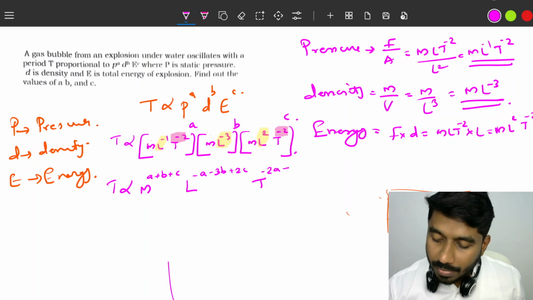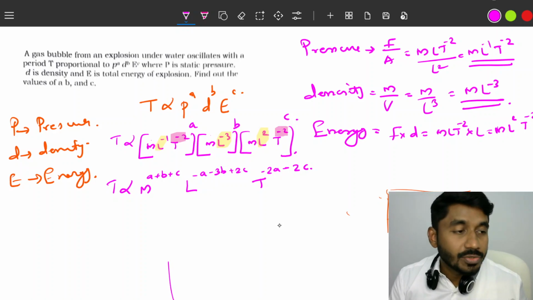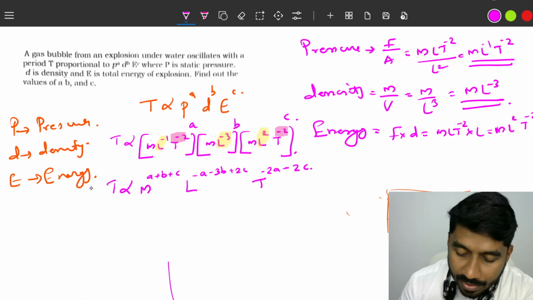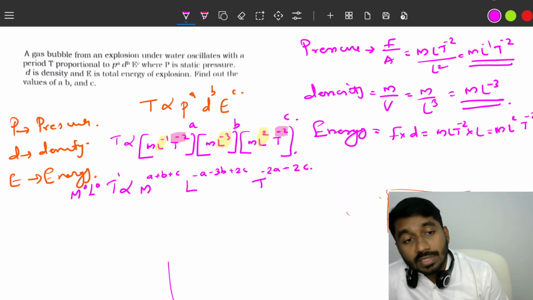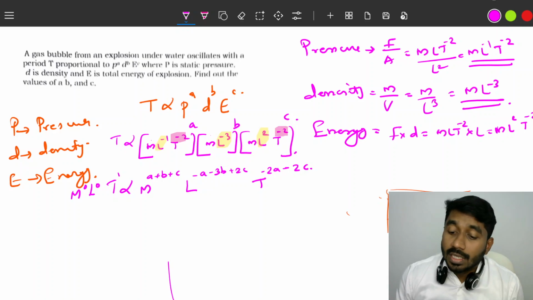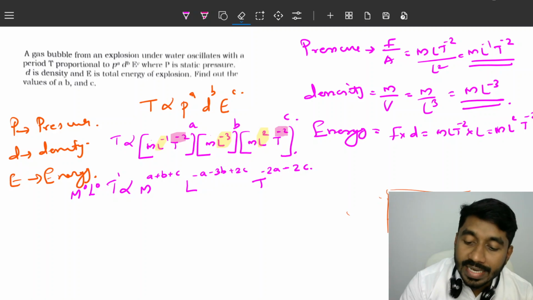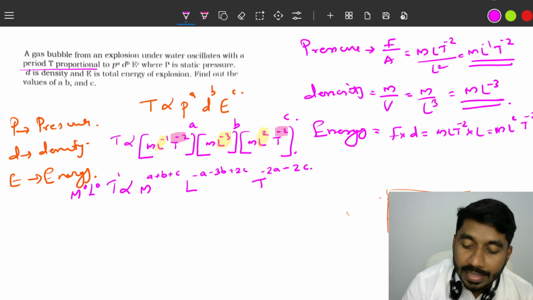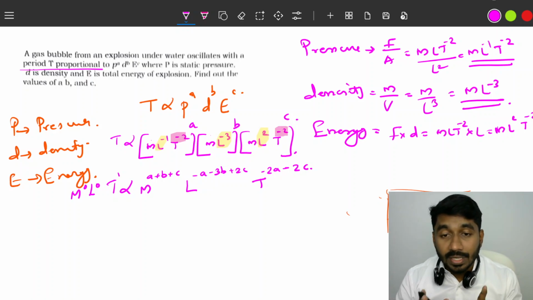Minus 2A minus 2C. This is the final equation you are getting. And on the left side, we can write M raised to 0, L raised to 0, T raised to 1, because there is no M or L term. There is only the T term, because it oscillates with a time period T. So time period T means it is the dimension T itself. It doesn't have any dimension of M and L.